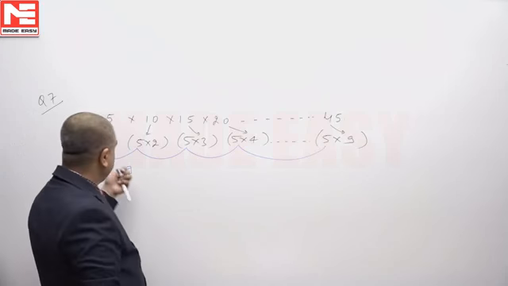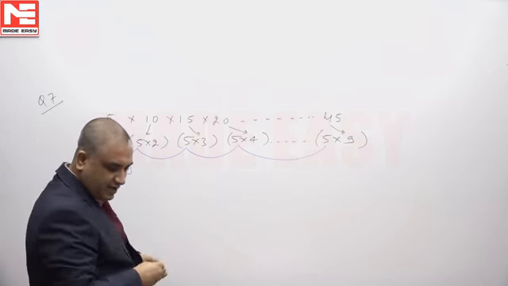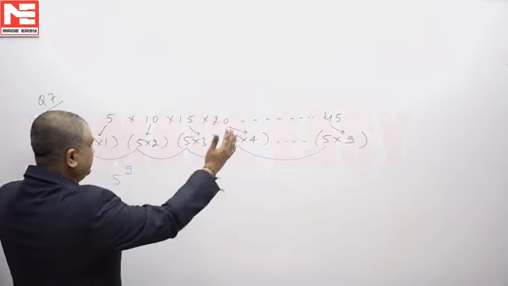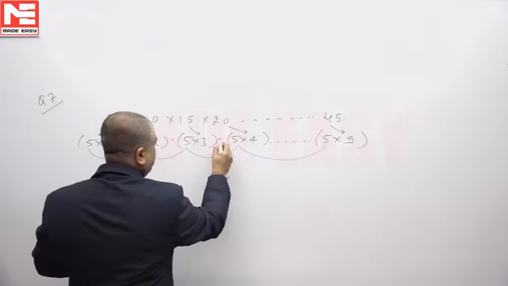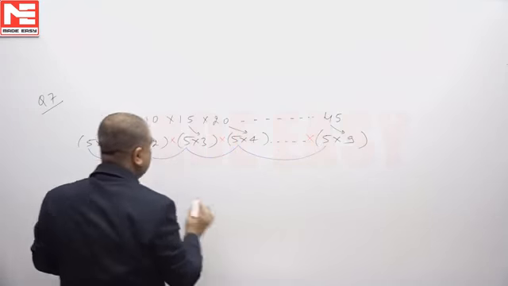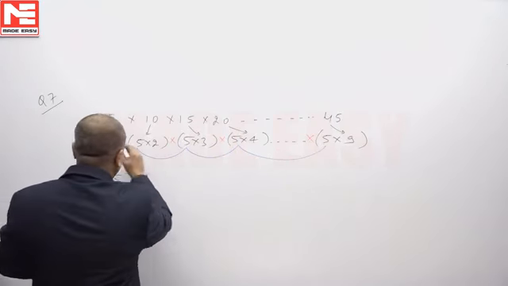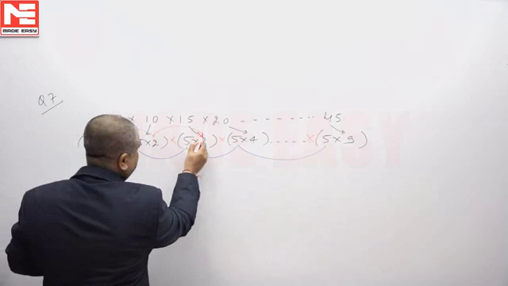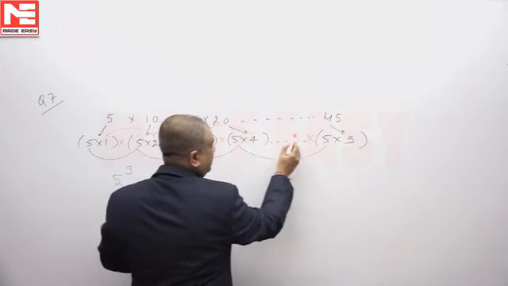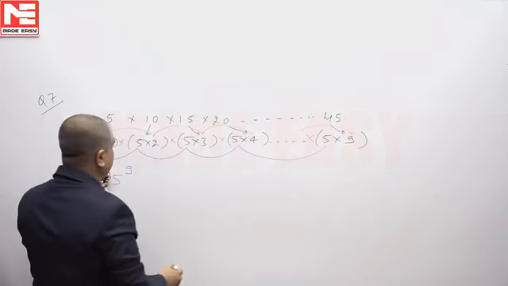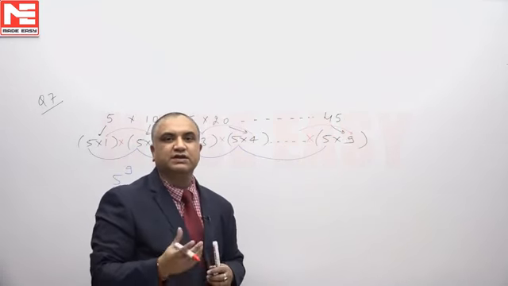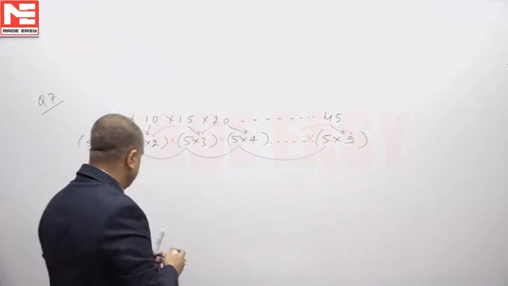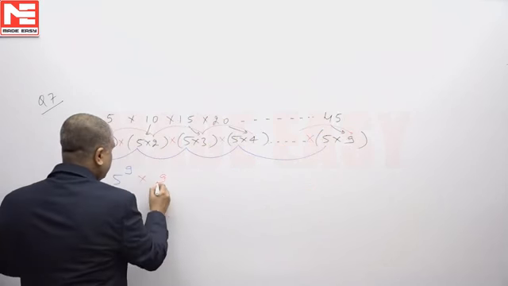So we have 5 nine times from here, and along with it, what we are left with, all these numbers are getting multiplied. We have 1 into 2 into 3 into 4 up till into 9. 1 into 2 into 3 up till 9 is basically going to be 9 factorial. So we have here 9 factorial.